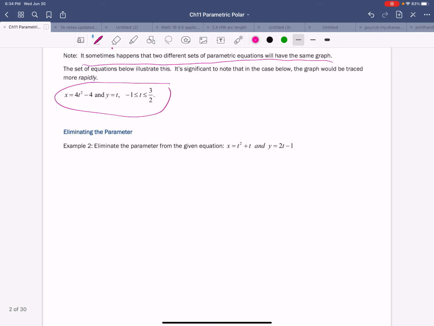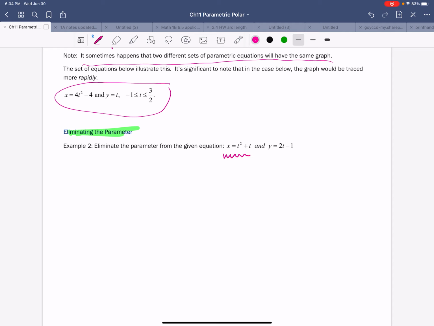Now we're going to talk about eliminating the parameter. What if you don't want to look at the parametric equation in terms of parameters, and want to come back to the rectangular coordinate system? For that, we will eliminate the t. We will express the variable t in terms of x or y, whatever is easier, and plug that into the other equation.